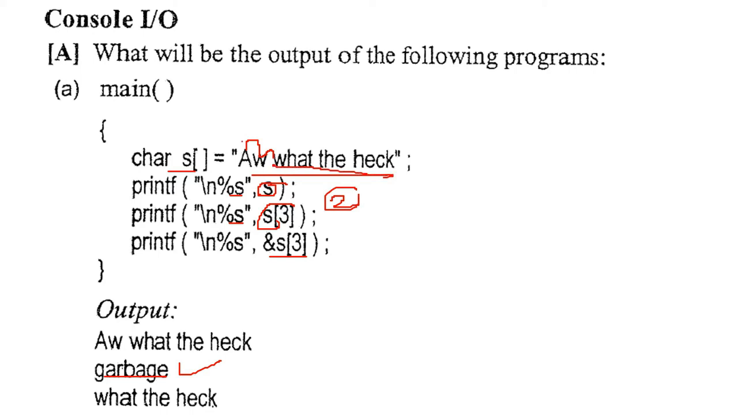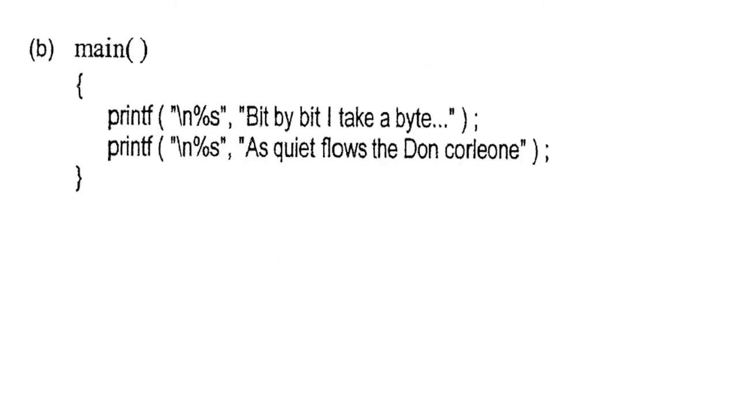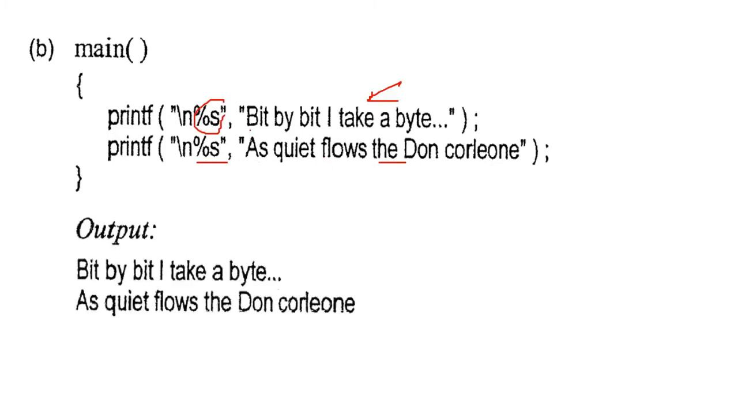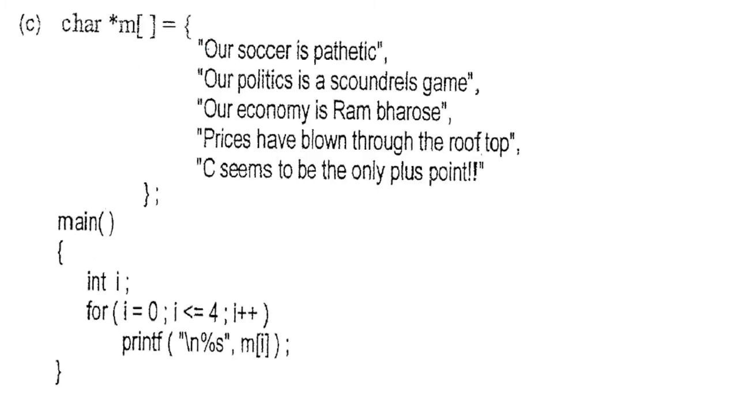Then you show this. Now we have printing bit by bit. I take a byte, and one more printing is there, this one. So there is no problem. %s, whatever you give inside will be printed. You have a character array with these contents. Now you want to print from 0 to 4. So this is 0, first element, 1, 2, 3, 4. From 0 to 4 it will be printed. So this all will be printed.